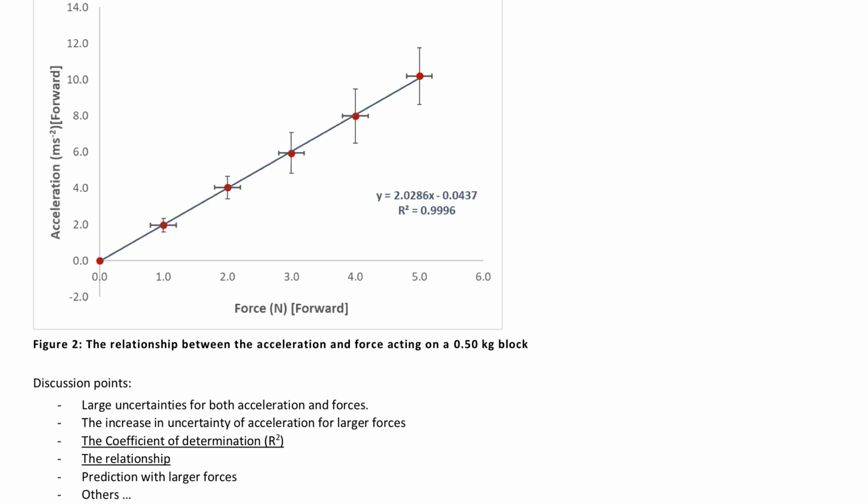This is the equation for the line, so you can see that y is equal to 2 point, and this comes right from Excel, 2.0286x minus 0.0437. My y is the acceleration, so this means acceleration is equal to 2.0286 times my force, because that's my x, minus 0.0437. You can notice that my y-intercept is extremely small. It's very close to the value of 0, and that's good.